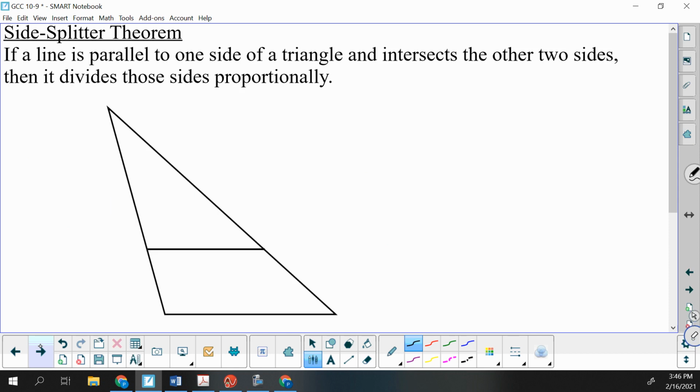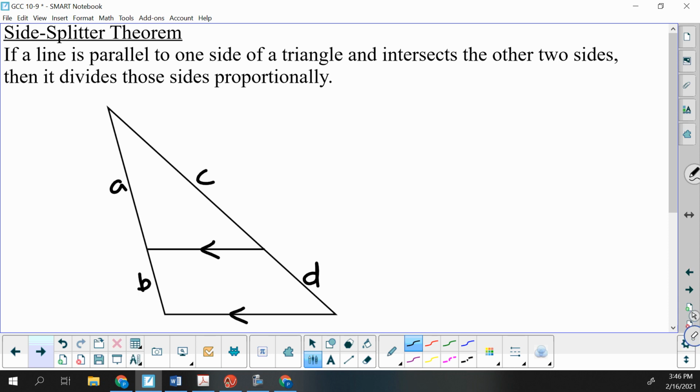So the second half of this video, we're now going to look at what's called the side splitter theorem. If a line is parallel to one side of the triangle and intersects the other two sides, so we're saying those two are parallel, then it divides those sides proportionally. So let's call this little side A, this part B, that part C, and that part D.